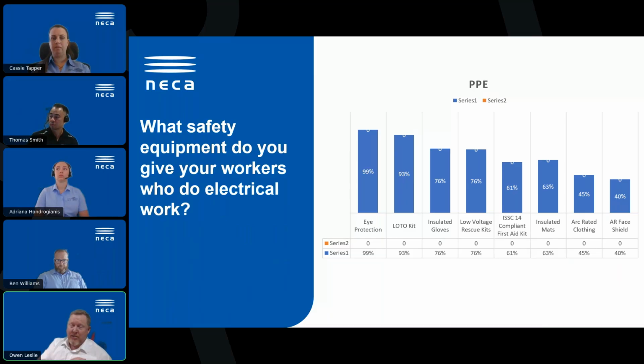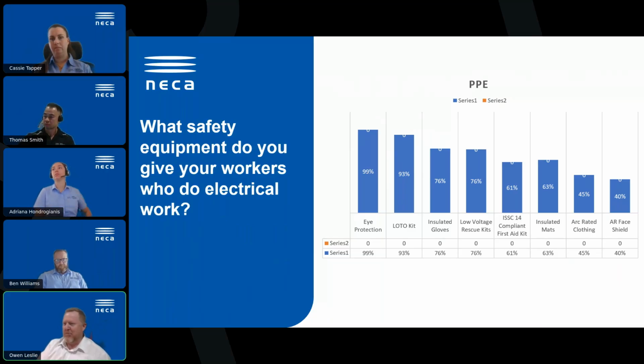76% provide their workers with insulated gloves. And I'm going to call lies on that, because if you have a look at the next one, low voltage rescue kits at 76%, which is exactly the same as the insulated gloves. So I think most people are getting confused with the insulated gloves and the low voltage rescue kits. I hardly ever see electrical workers use insulated gloves, and you're not supposed to use the insulated gloves out of the low voltage rescue kits for electrical work.